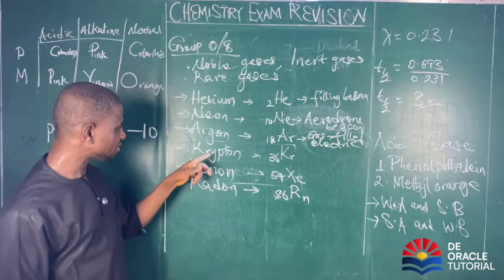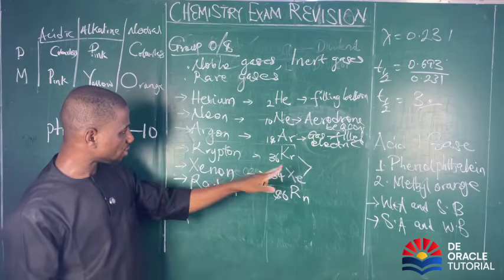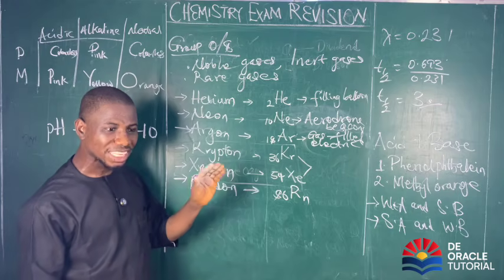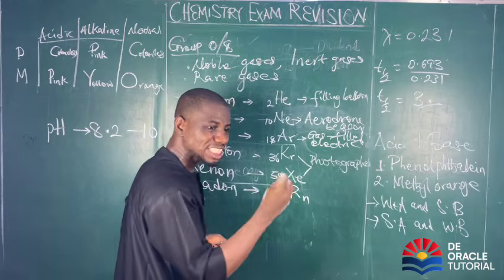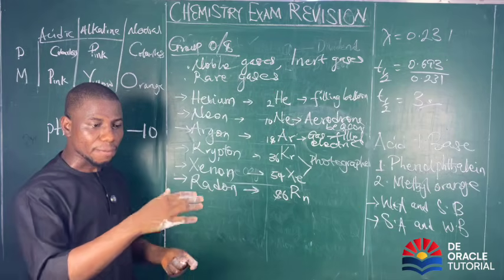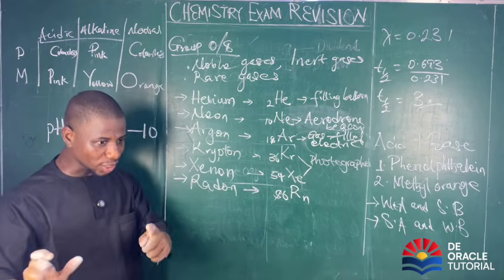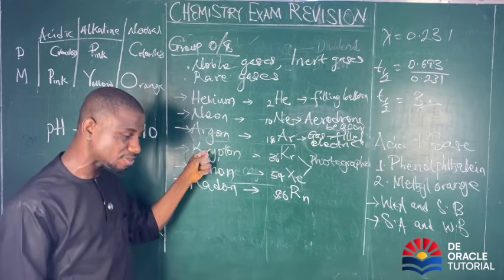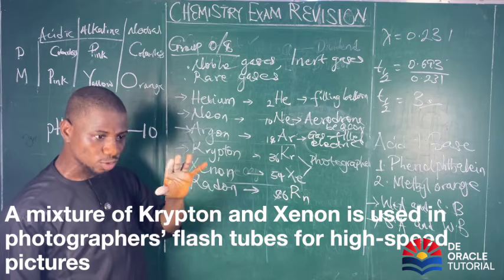Now, the next one we have is krypton and xenon. These two, they are used together. Exactly. The mixture of krypton and xenon is used in photographers' flash tubes. Why? What is the essence? The essence is to capture high-speed pictures. For example, players in the field are moving at a very high speed. So we need to capture them at every point in time. So this is the work of krypton and xenon.